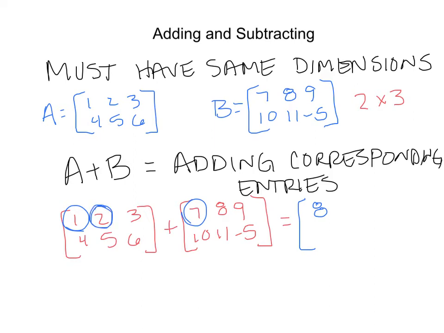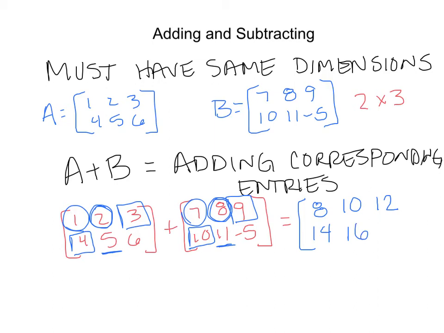Here's the entry at 1, 2. Here's the entry at 1, 2. So in the new matrix, our entry at 1, 2 is 10. Here we have 3 and 9 in the same location, so that is 12. Here we have 4 and 10, so that one's 14. 5 and 11, so that one's 16. 6 and -5, so that one's 1. And there we added the matrices.